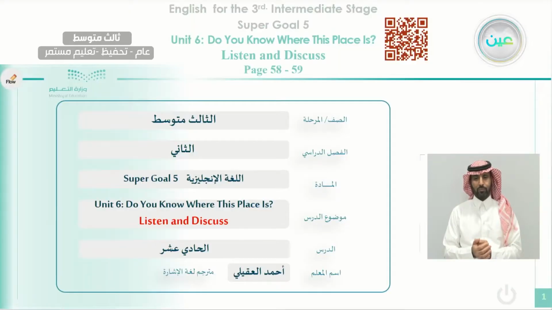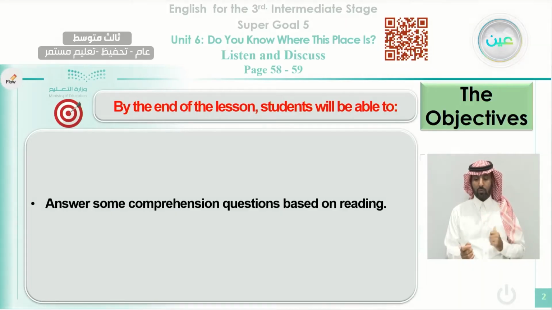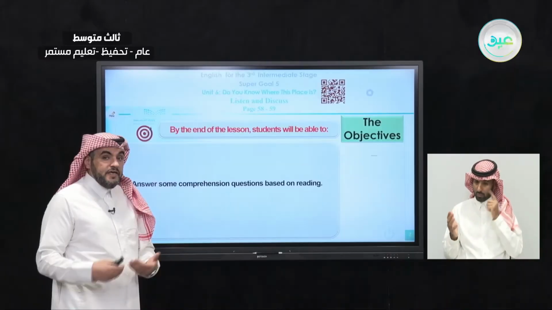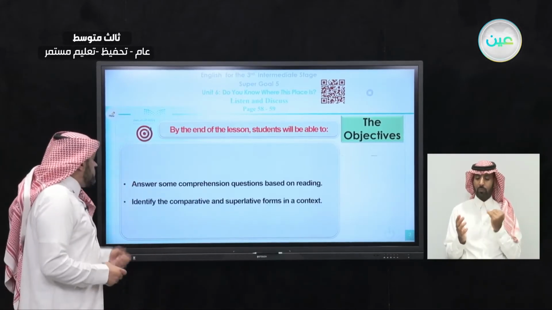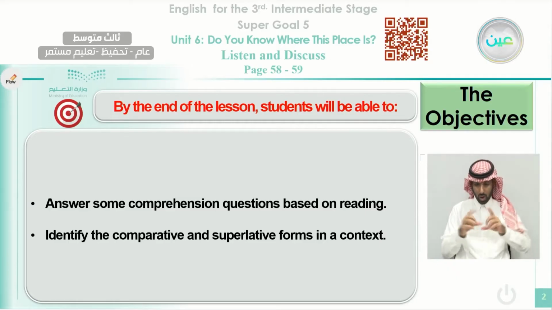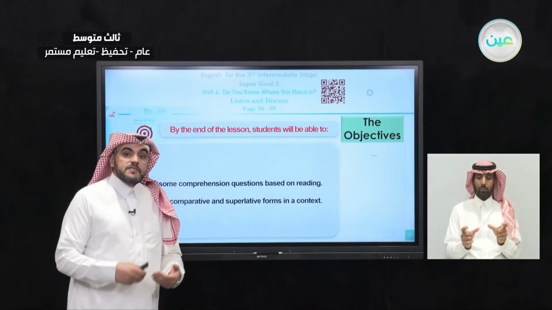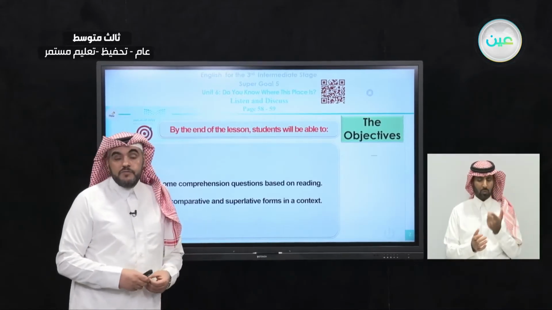As always, we start our class by reviewing the objectives, what we are planning to achieve at the end of this class with students. At the end of this class, students will be able to answer some comprehension questions based on reading. They will read a text or some texts, 5 texts, then they will answer some comprehension questions. Also, the students will be able to identify comparative and superlative forms in a context. In these 5 passages that the students will read, there are some superlative and comparative forms. We will specify where these forms are.